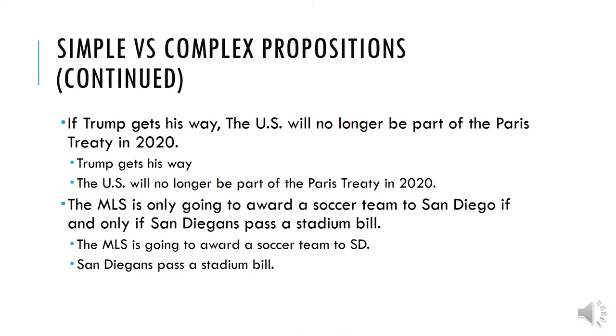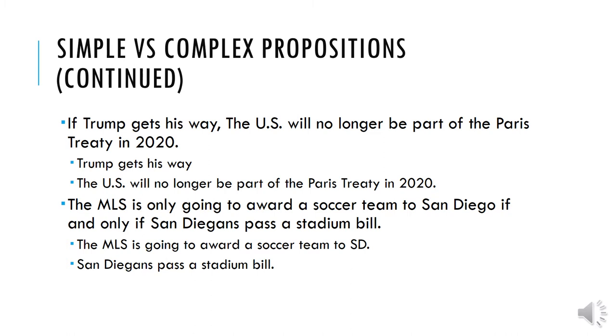Here are more complex propositions. If Trump gets his way, the United States will no longer be part of the Paris Treaty in 2020. Again, we have two simple propositions within this complex proposition. The first being that Trump gets his way. Again, we're making an assertion about the world, namely that Trump gets his way, but we're also making the assertion that the U.S. will no longer be part of the Paris Peace Treaty in 2020.